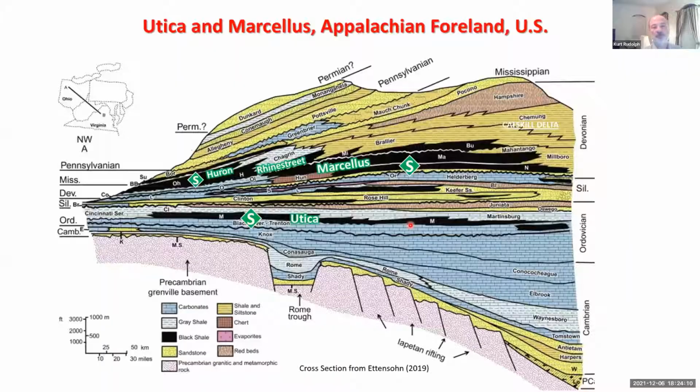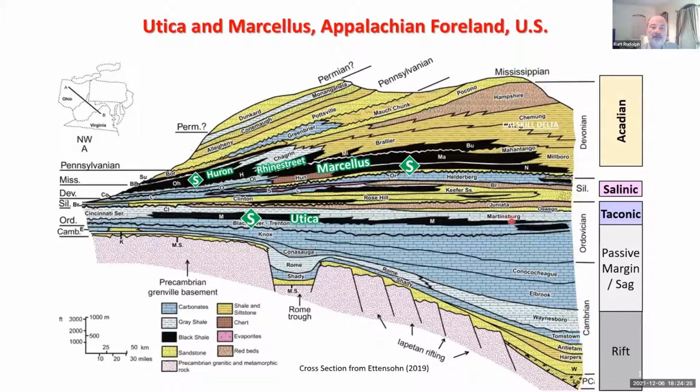So I want to riff a little bit on source rocks. This is from Ettinson in Kentucky. Basically he's showing the wedges associated with these orogenies. You see that the Utica, shown as this black shale, is right at the onset of the Taconic, and then that wedge fills in with a lot of the foredeep wedges, actually back in the fold belt, not shown here because it's been deformed later.